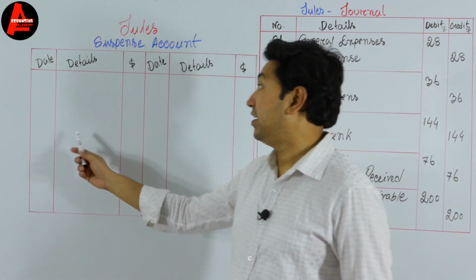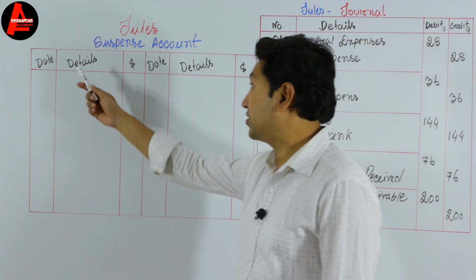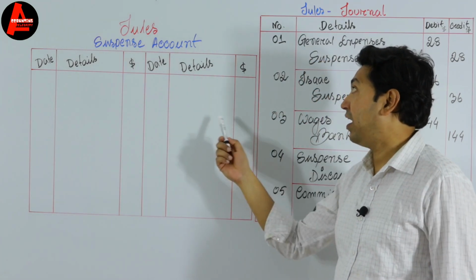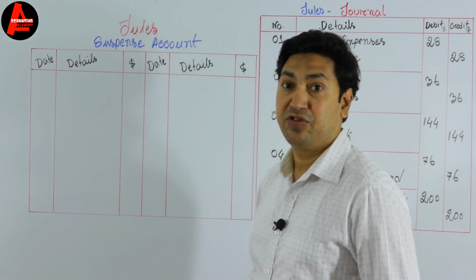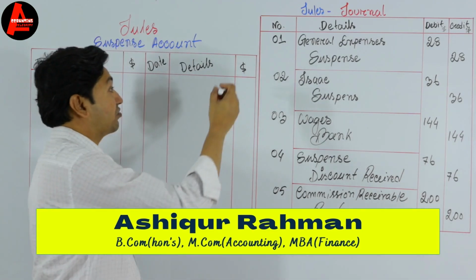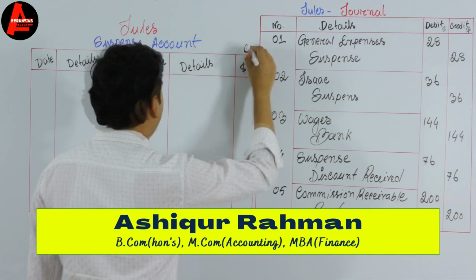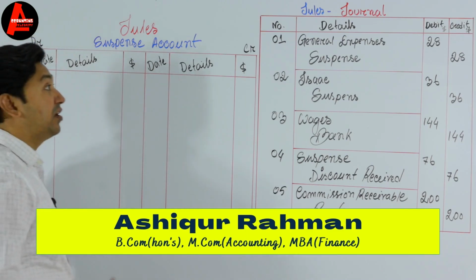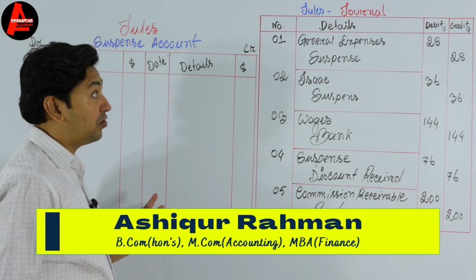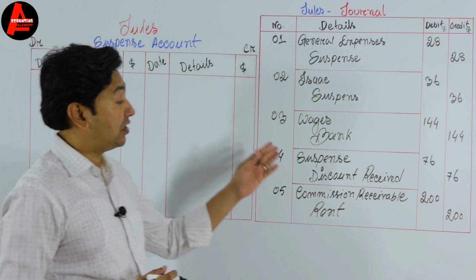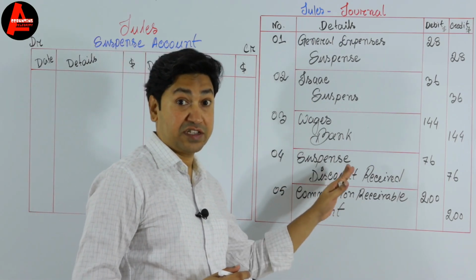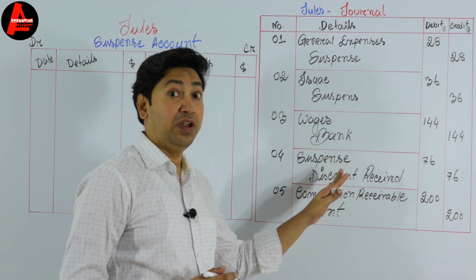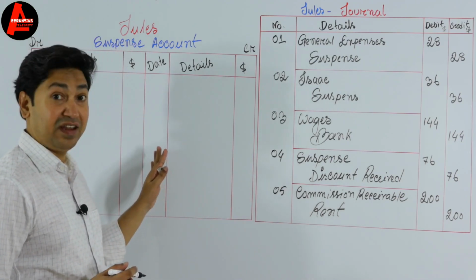Here we have date, detail and dollar column on the debit side. Here same date, detail and dollar column on the credit side. Okay, so let us write here credit and here debit. Okay, good. So here it is a suspense account, you know. So from this journal book, all about suspense transactions will appear here in this account.